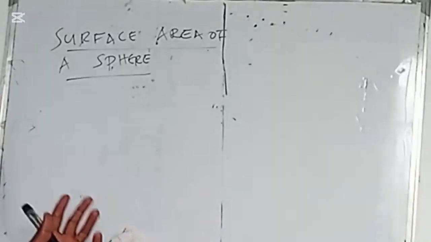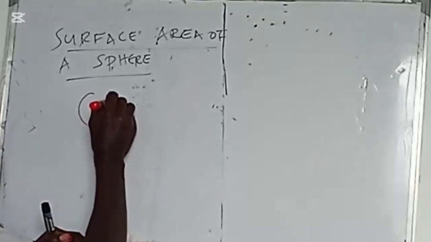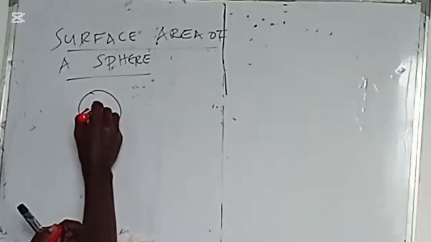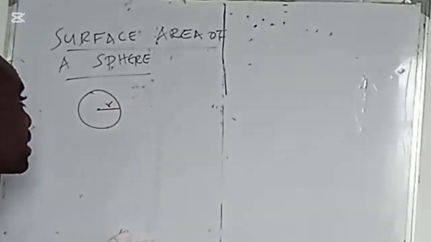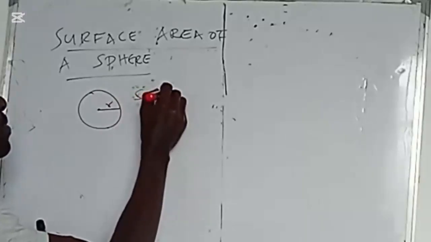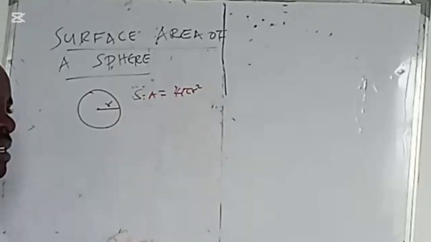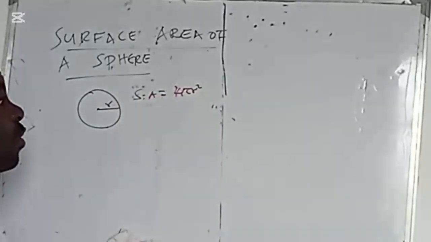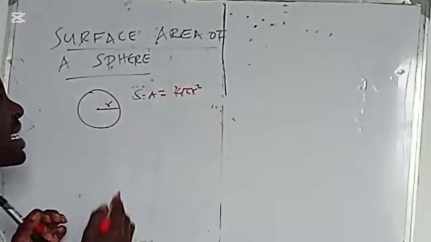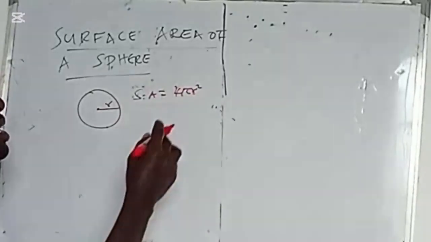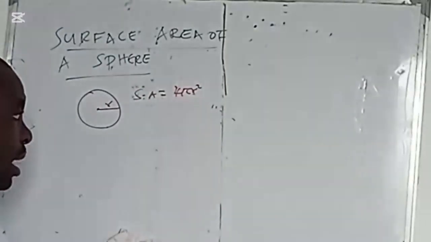So for a sphere, it does not have a height. We only have the radius, and that is what we use to calculate the surface area. So the surface area of a sphere is given as 4 pi r squared. From this, you can see that what we only need is the radius. When we have our radius, then our answer will be easy to come by.